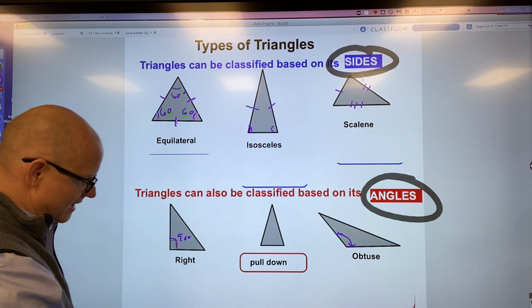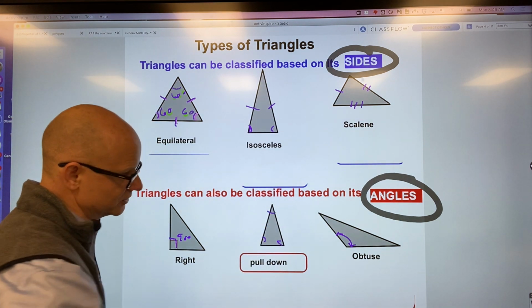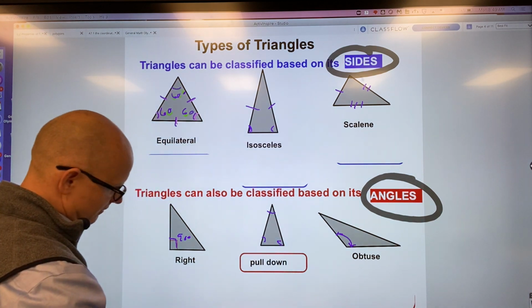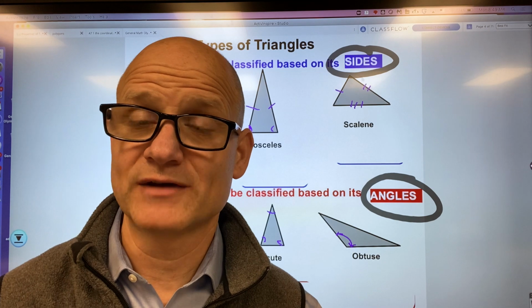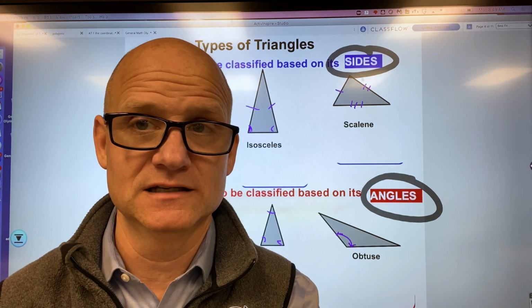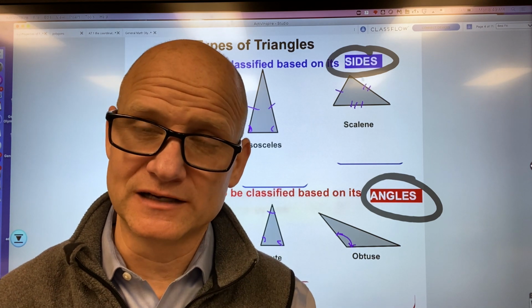And then if you ever have a triangle where all three angles are acute, this angle, and this angle, they're acute, well, that means you have an acute triangle because all three angles are less than 90 degrees. So you have obtuse angles that are bigger than 90 and acute angles that are less than 90. And then right angles equal 90 degrees, okay?